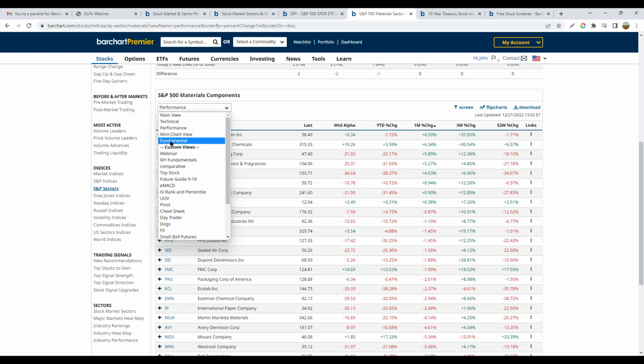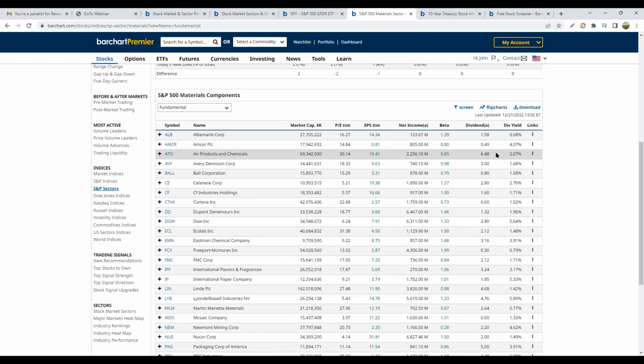Underneath performance, I'm going to go to fundamentals. And there's our beta, that relationship to the market. What did Conover's group say? Well, we want to look for non-cyclicals, those that have low betas. So which are the ones that are outperforming? Those in the material group.